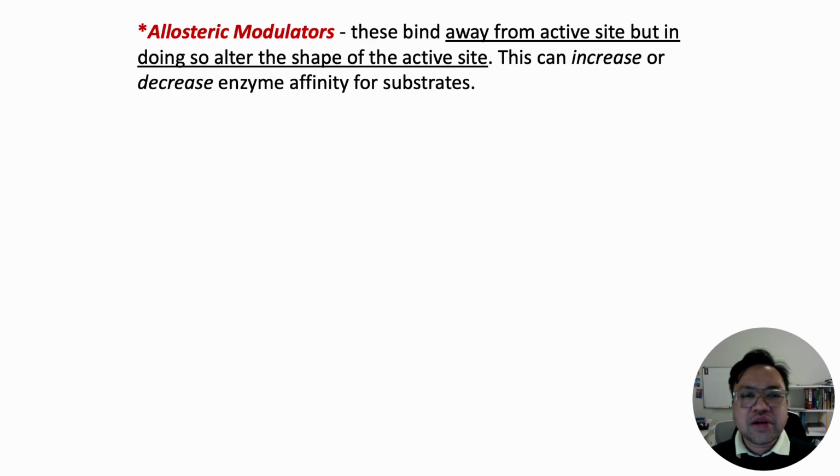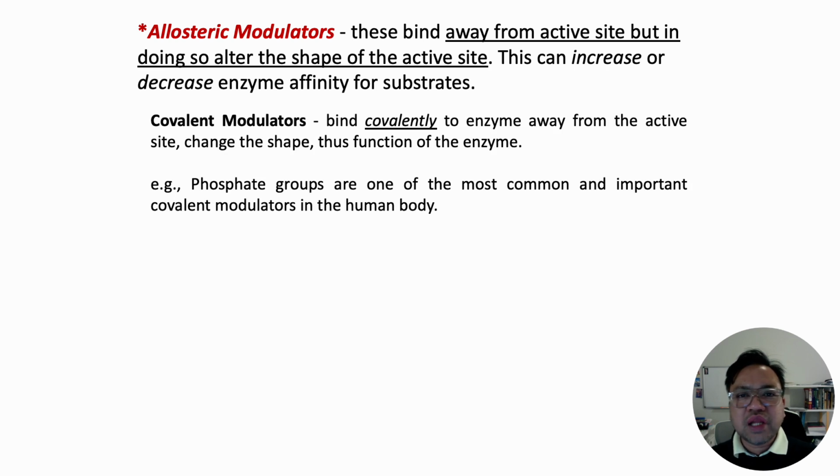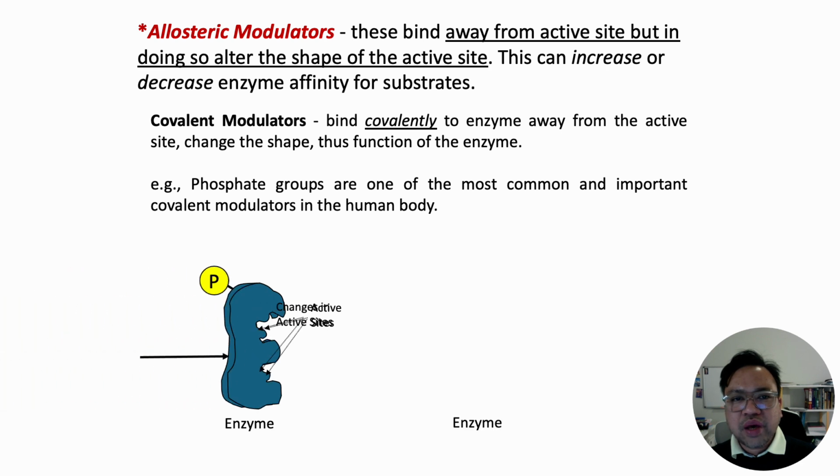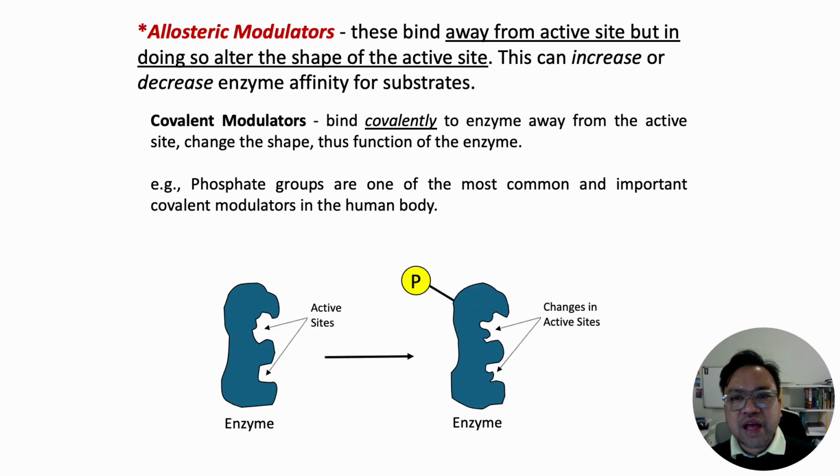We have come to the last concept of this topic on chemical reactions and enzymes. What are allosteric modulators? These are molecules that bind to an enzyme at a site away from the active site. By binding elsewhere, they alter the shape of the active site, which can either increase or decrease the enzyme's ability to bind to its substrate.